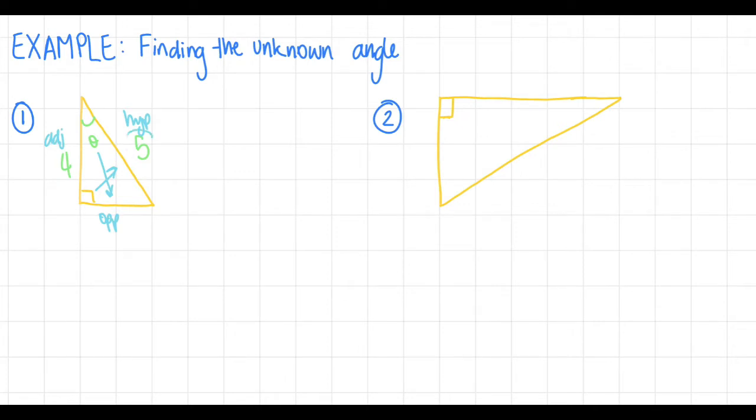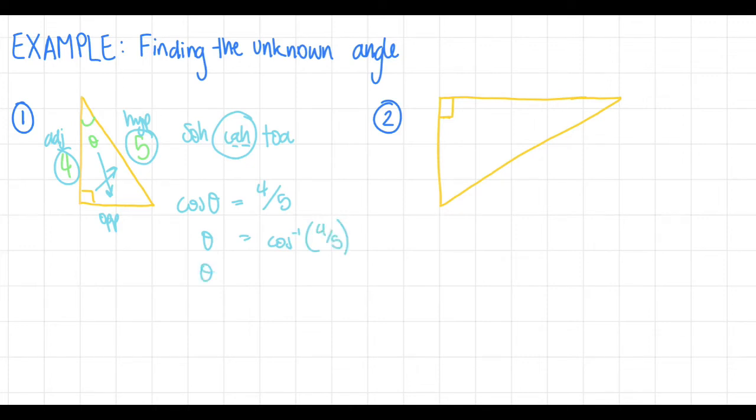So we have the value for the hypotenuse and for the adjacent. So out of SOH, CAH, and TOA, we can see we have the adjacent and the hypotenuse. So we will be using CAH, which is cos. So cos of the angle theta equals 4, the adjacent, over 5, which is the hypotenuse. Then we rearrange for theta, which equals cos inverse 4 over 5. And we can put that into our calculator, and we will find that theta equals 36.9 degrees, which is to 1 decimal place.